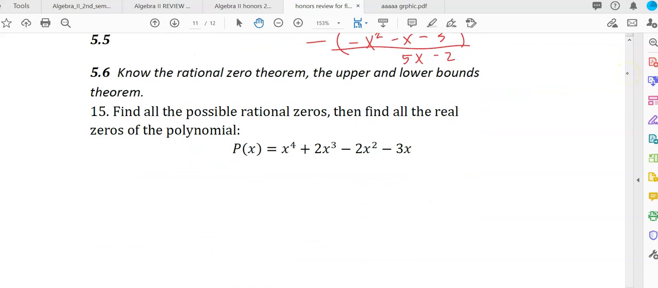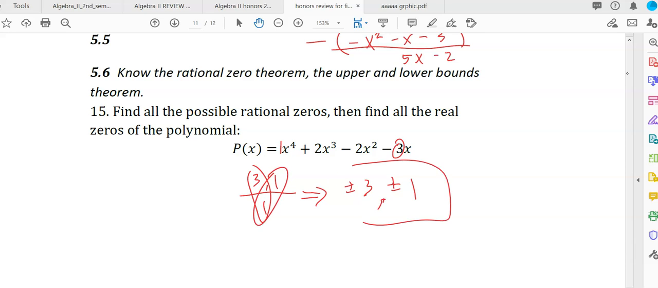Rational zero theorem: factors of this term, so 3 and 1, divided by factors of the first term, which is 1. All the possibilities, plus or minus, so plus or minus 3, plus or minus 1, those are the only two fractions I get there. So there are 4 possible answers.